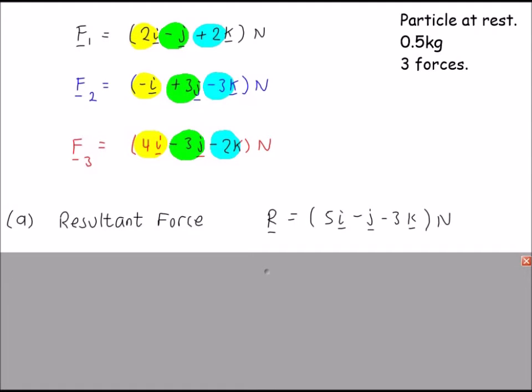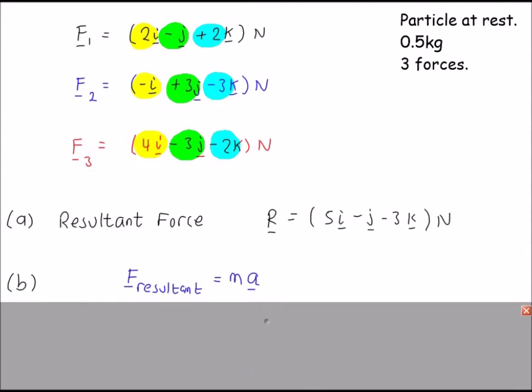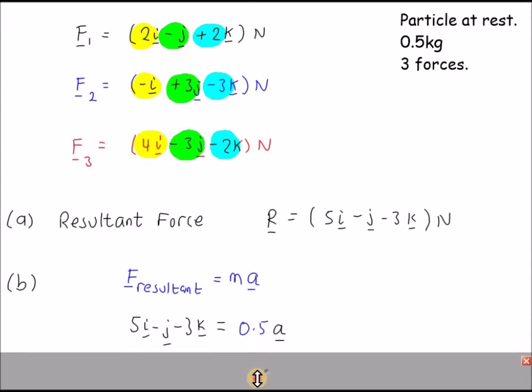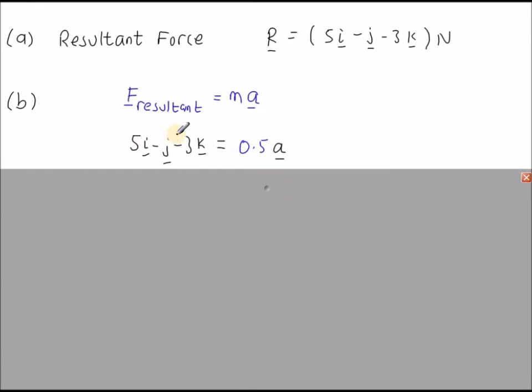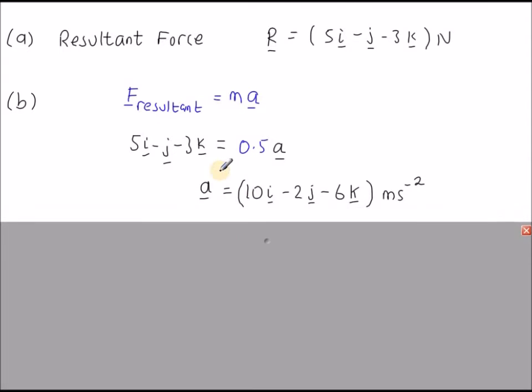Now we know that if there's a resultant force, then there will be acceleration. So F equals ma, so the resultant F will be equal to mass times acceleration. And we have the resultant force here, that goes there. The mass is in kilograms, it goes here. Then we can work out the acceleration. So far we have this. So dividing by 0.5 on both sides gives us the acceleration in vector form, meters per second squared.